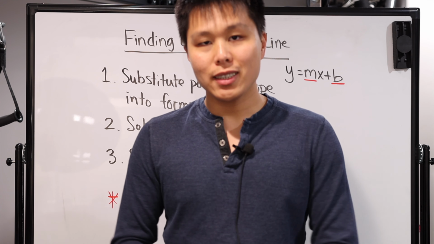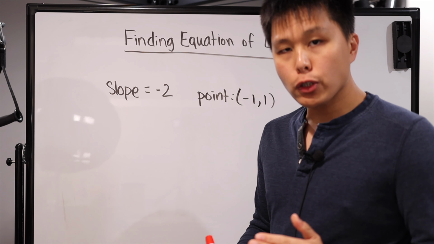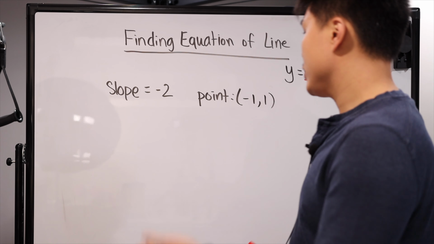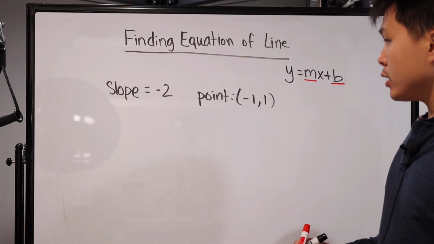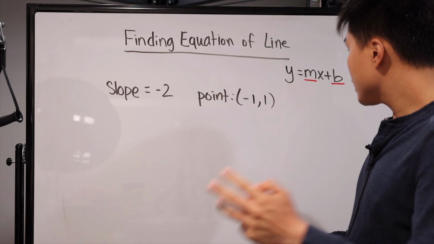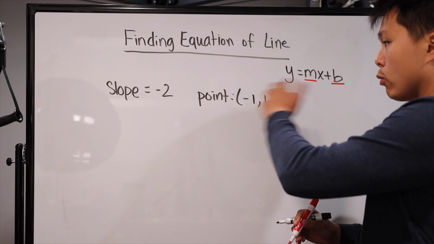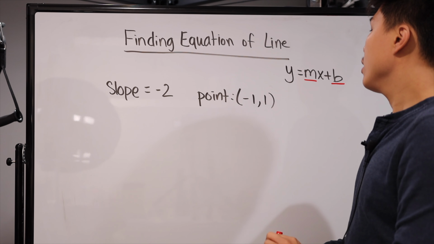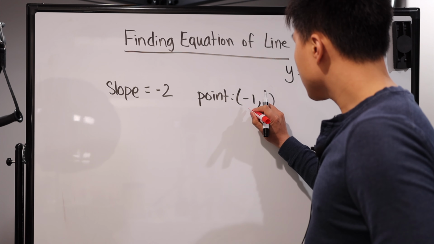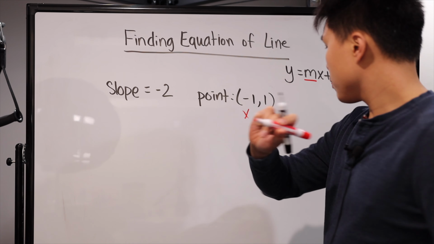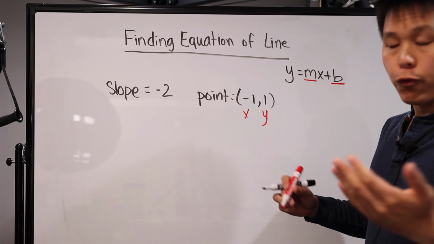So let's look at this in action. All right, so this first example is the ideal situation. They give you the slope and a point. So in that case, we only have 3 steps. We have our formula. We're going to follow step 1: we're going to plug in the slope and the point. This is our x and this is our y temporarily. And then we're going to solve for b.